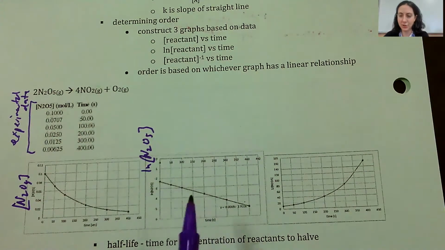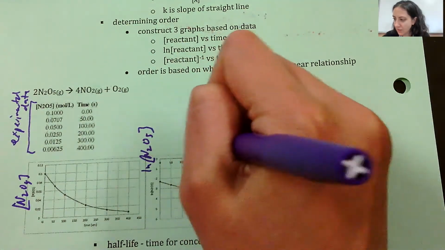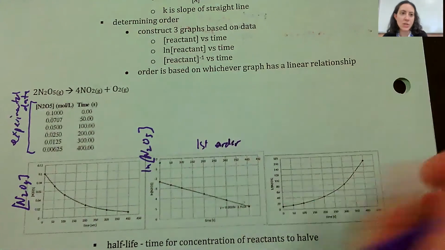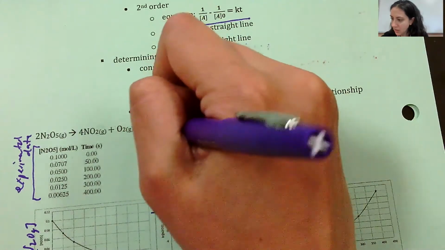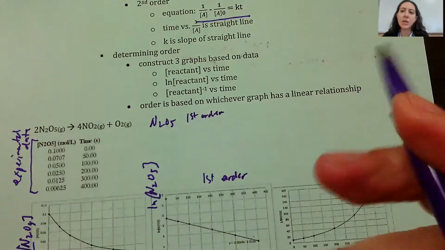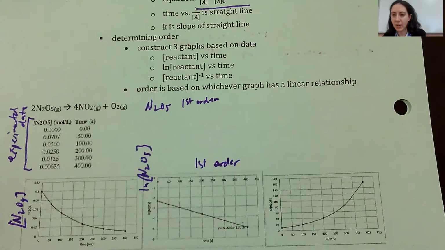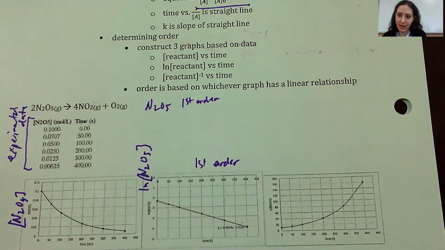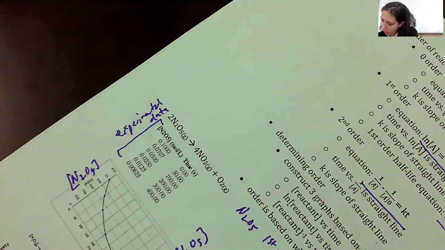Because this relationship is a straight line, this determines that this is a first order reactant. So we know that nitrogen dioxide in this reaction is a first order reactant, meaning that if we double the amount of dinitrogen pentoxide, it will double the rate. If we cut it in half, it will cut it in half. This one over here is the inverse. So again, this is 1 over the concentration of N2O5.